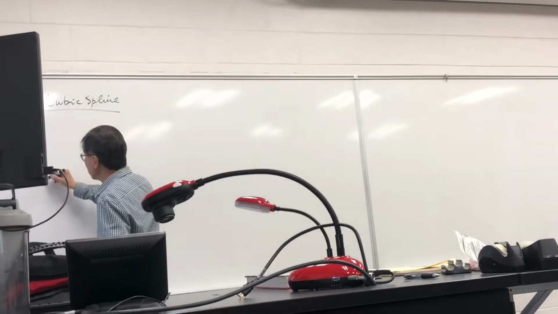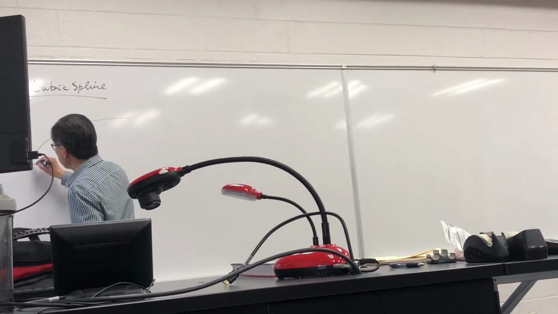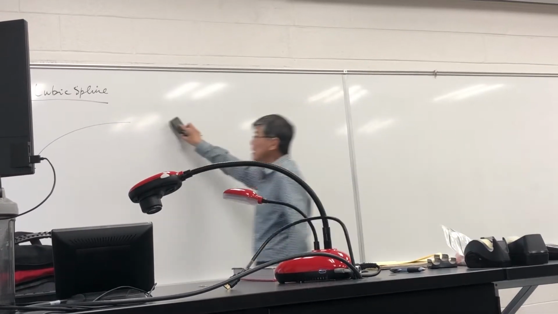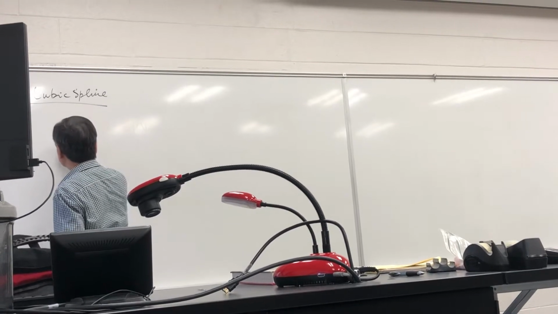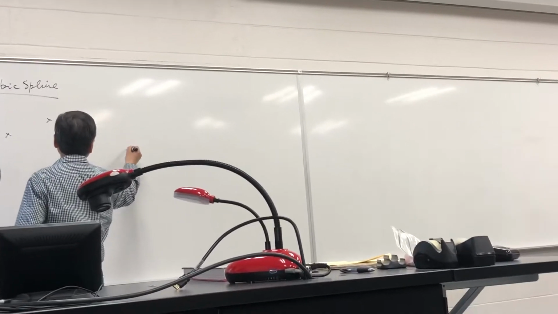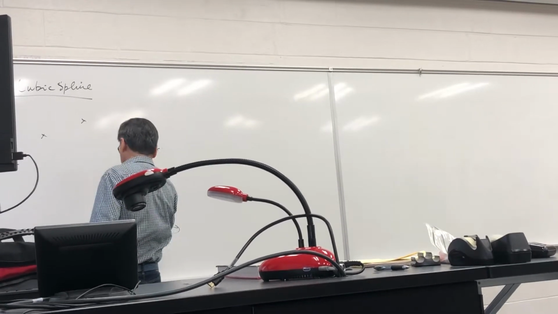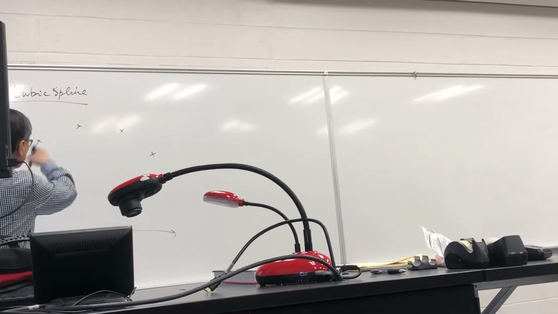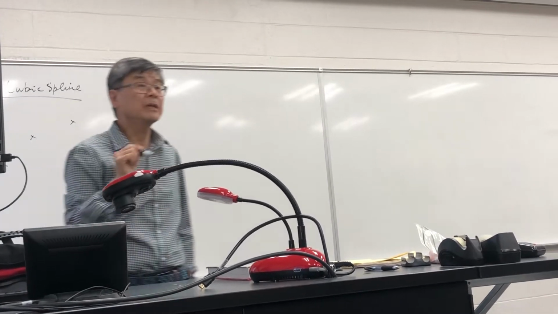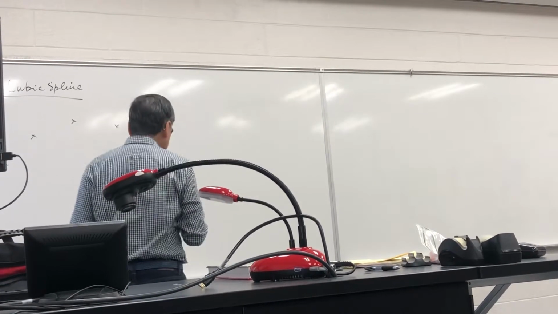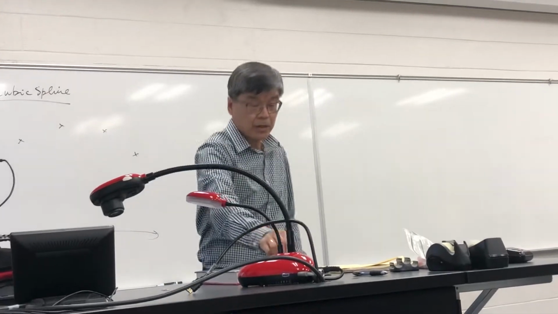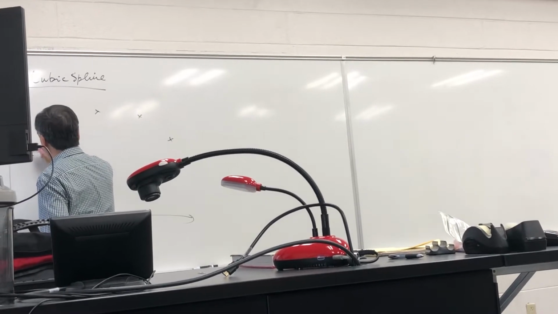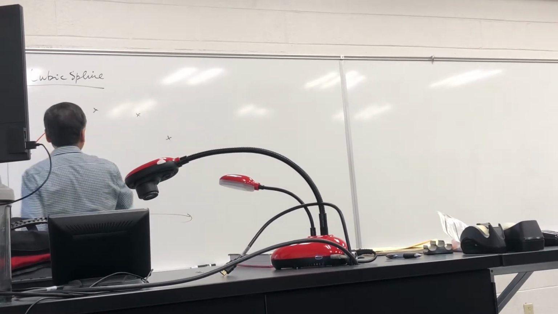Okay, so let us say that I have so many data points here. Let me draw the data points first. So these are the data points 1, 2, 3, 4, 5. I have 5 data points. The idea of the cubic spline is to do the following: use a cubic polynomial to join 2 points.